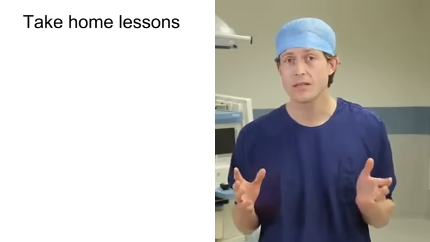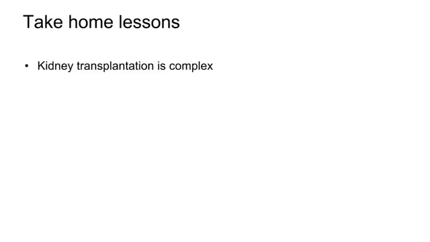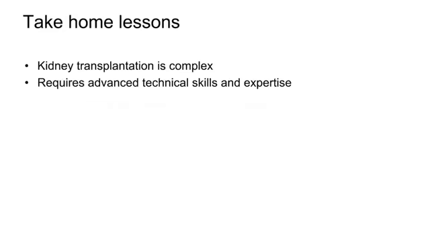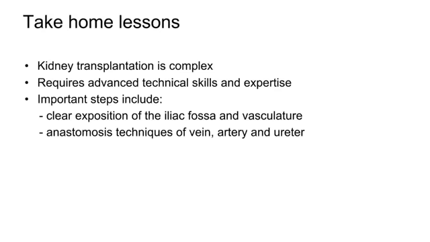So, we have now seen that kidney transplantation consists of different complex steps. It involves major blood vessels and requires advanced technical skills and expertise. Important steps include clear exposition of the iliac fossa and its vasculature, meticulous anastomosis techniques of a vein, artery and ureter, and early recognition of possible problems. As you can imagine, the result of the procedure is depending on patient and donor kidney conditions, as well as the performance of the surgical team. The challenges and possible complications of this procedure will be discussed in another lecture.